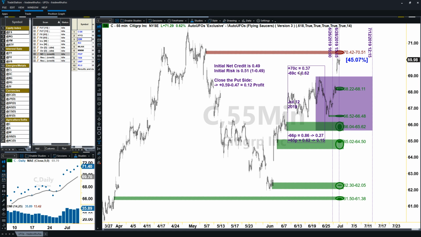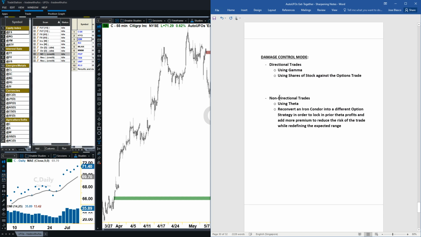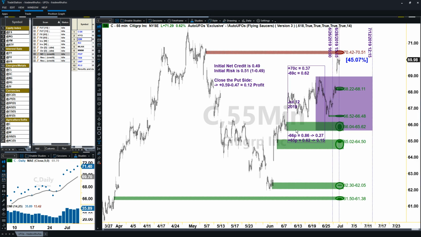I remember using that term when I wrote it here. So reconvert the iron condor into a different option strategy. Okay, so I close the put side, because now if this was to fall down, then the puts would hurt. Since I made some profit, and since I'm in a problematic situation, let's lock this profit in. This is the theta profit I was talking about. So lock it in, okay.